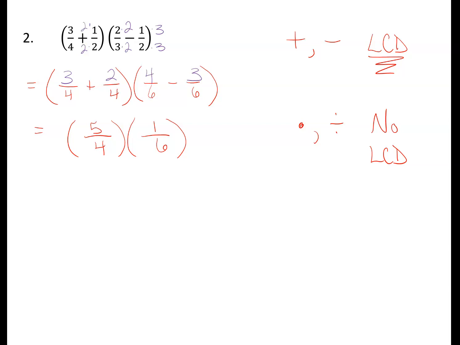However, the nice thing about multiplying is if you have any common factors between top and bottom, you can go ahead and divide those out. But in this case, we do not. No common factors between 5 and 4, or 5 and 6, or 1 and 6, and 1 and 4. So then we just go straight across. 5 times 1 is 5, and 4 times 6 is 24. And that is already in lowest terms.